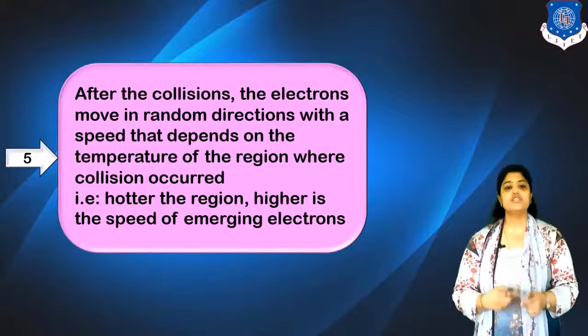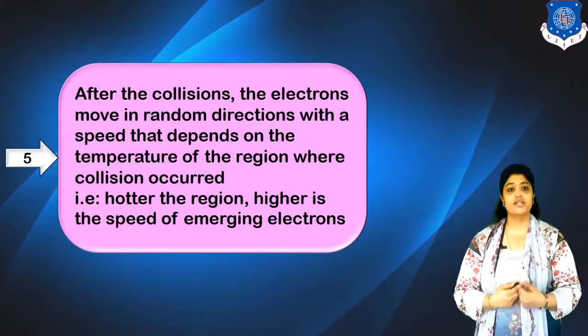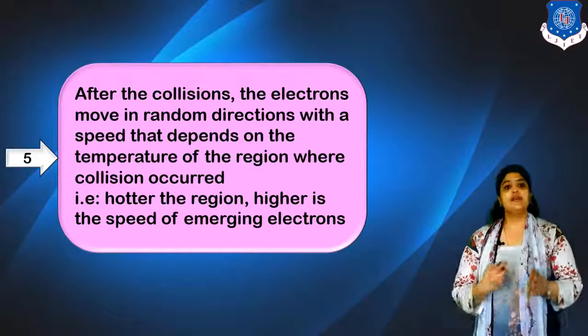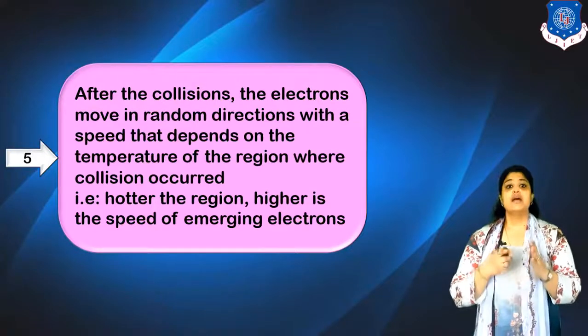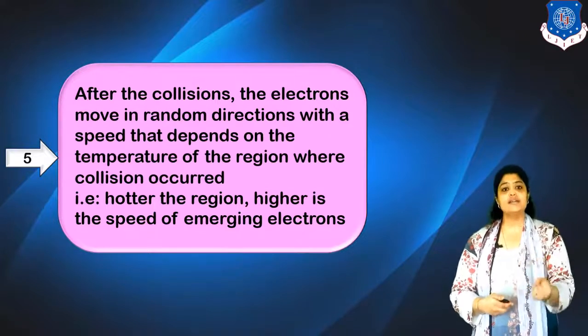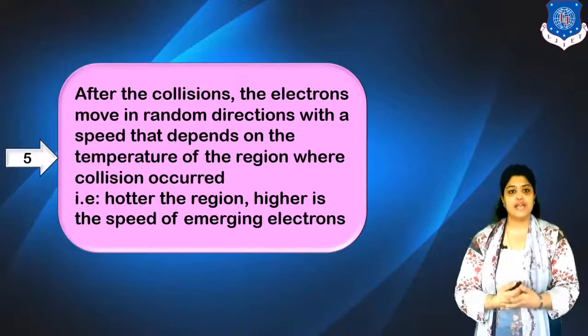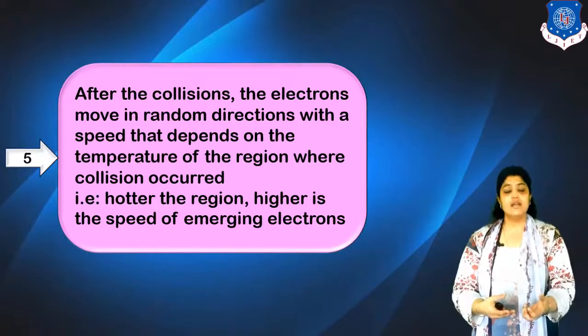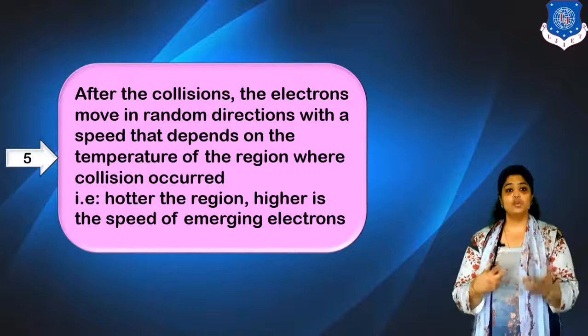Next assumption of the Drude model is, after the collisions, the electrons move in random directions with a speed which depends on the temperature of the region where the collision had occurred. Why do we say it depends on the temperature? Based on this point, it can be said that the hotter the region, the higher is the speed of the emerging electron. Because there are collisions that result in heat. Wherever there is a collision, there would be heat.